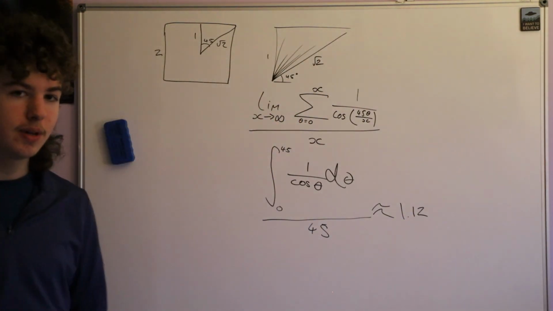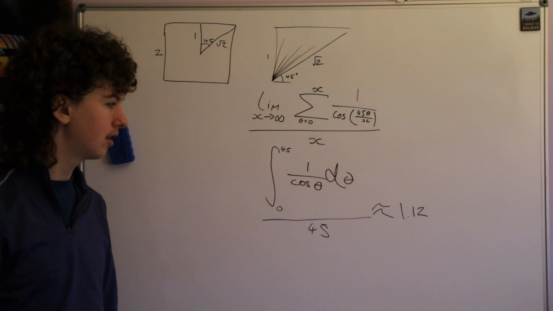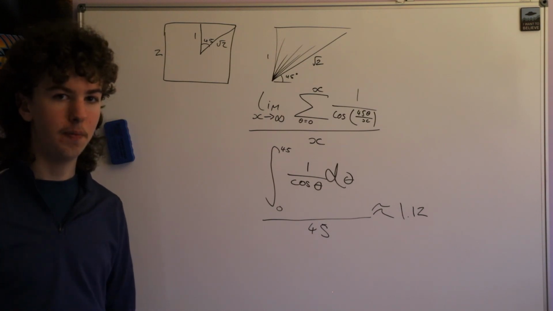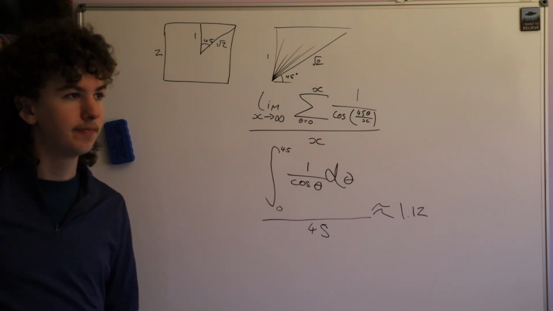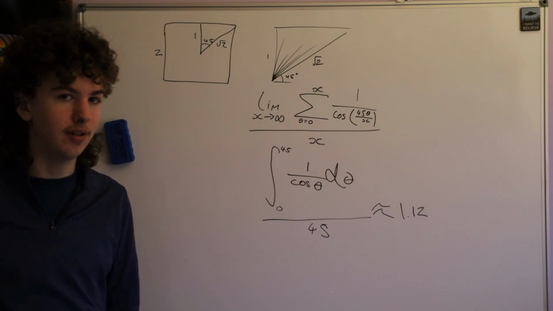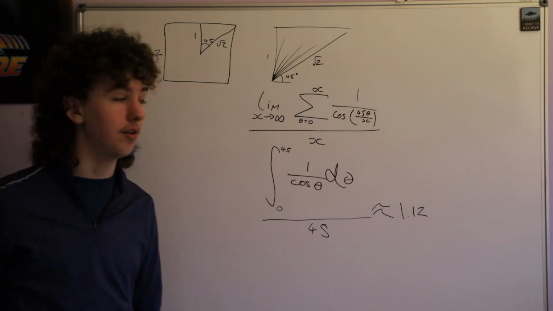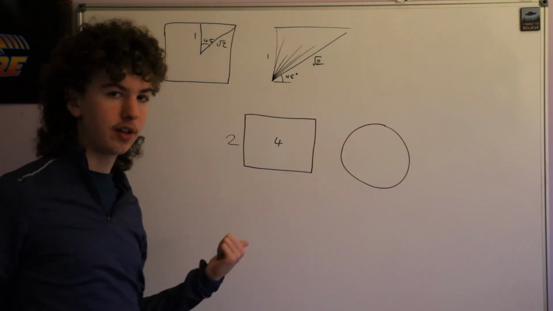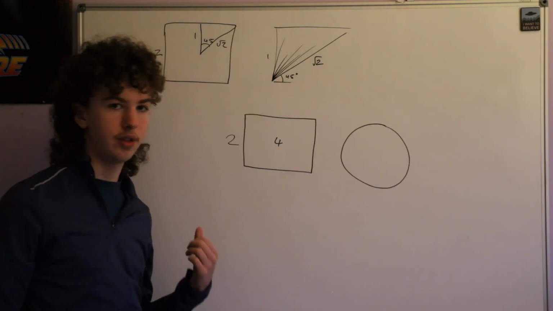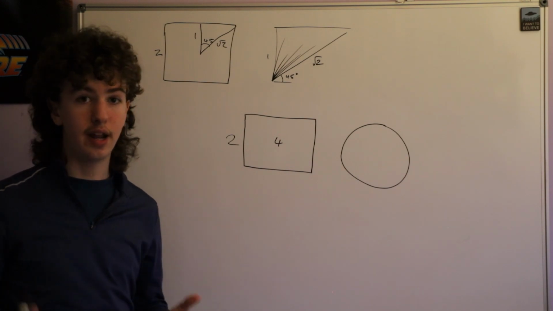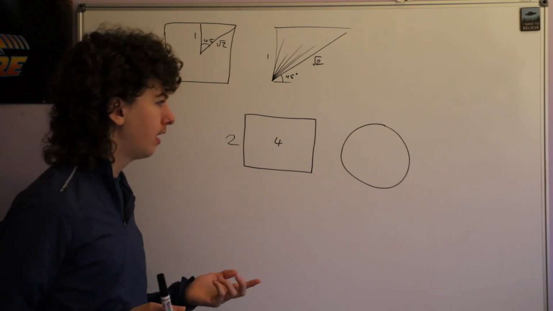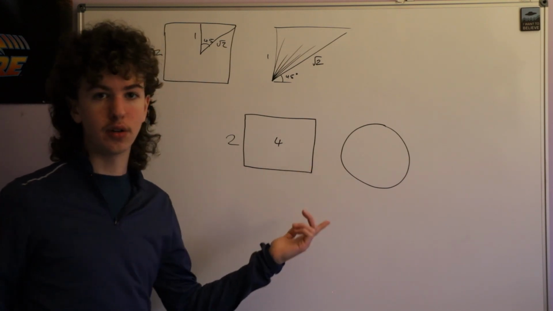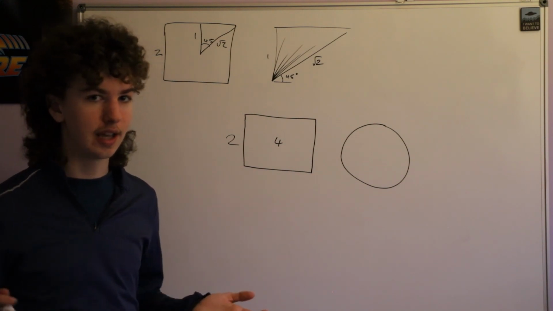It seems to be converging on something, about 1.12. Well, what is this value? I don't actually know, but I can tell you what it's close to. Say we take our square with side length 2 and an area of 4, and we take a circle which also has the same area.